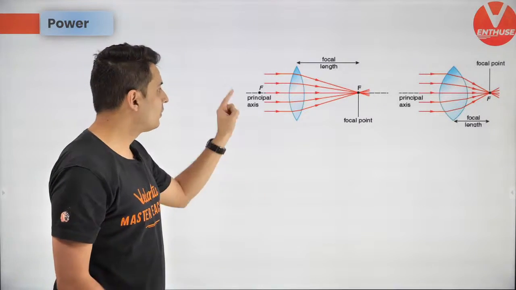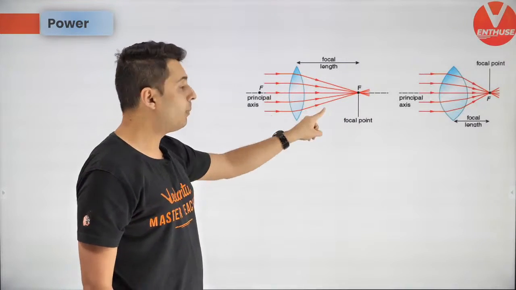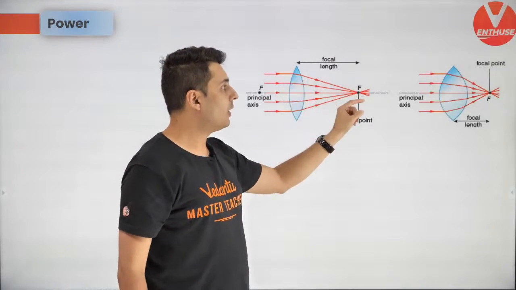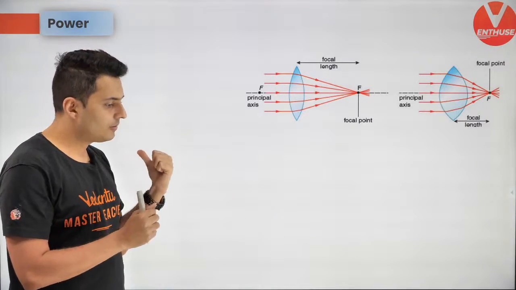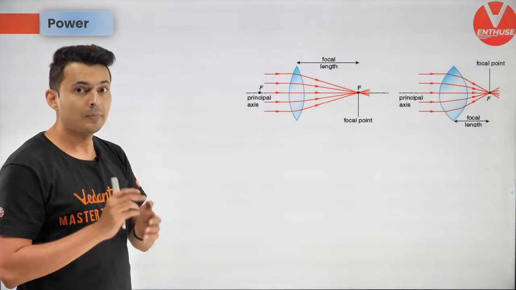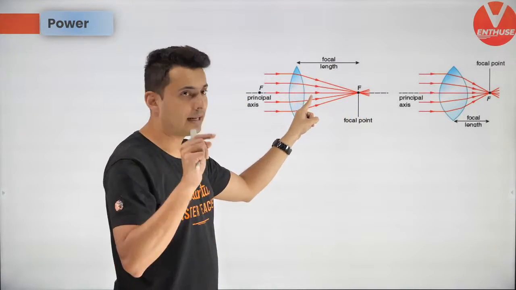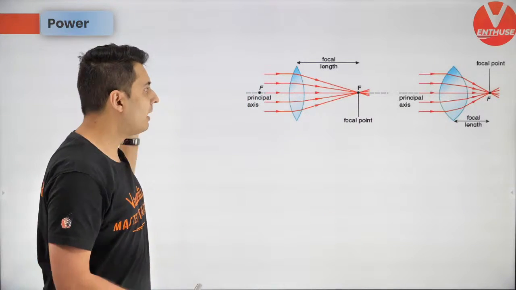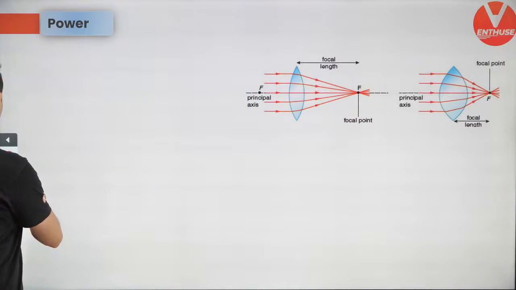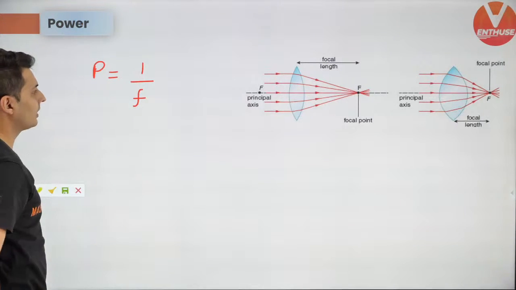Like I was telling you, for a convex lens, the focal length is positive, so the power is positive. For a diverging lens, understand the focal length is negative, so power is also negative. Please understand, if the focal point is closer to the lens, it has more power. So power is inversely proportional to the focal length, like I was telling you.